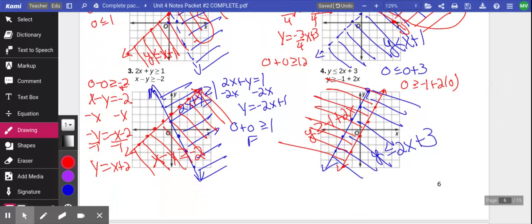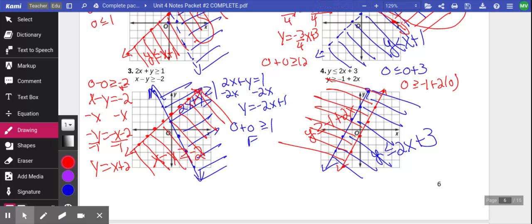Number 3, again, I needed to make them y equals. So the blue line is my top line. I subtracted 2x from both sides. So that has a y-intercept of 1 and a slope of negative 2. And it's a solid line because it's equal to. And when I substituted in 0, 0, it was false, so I shaded away from the origin.